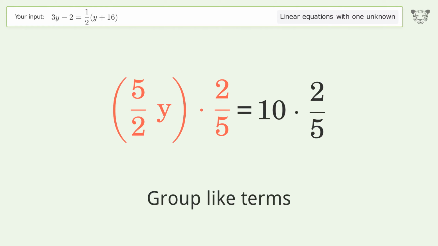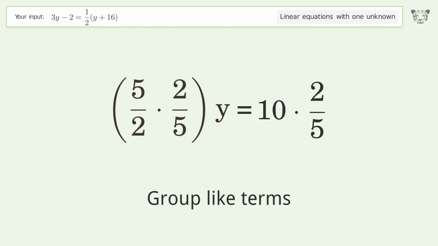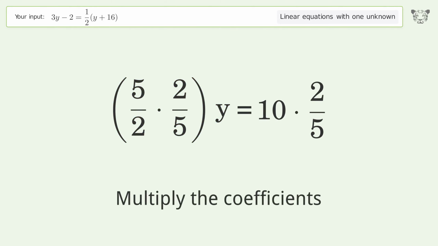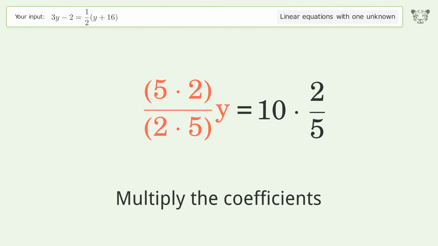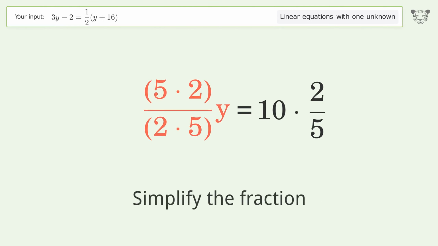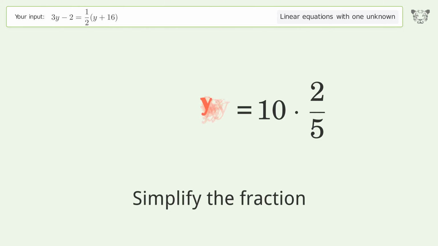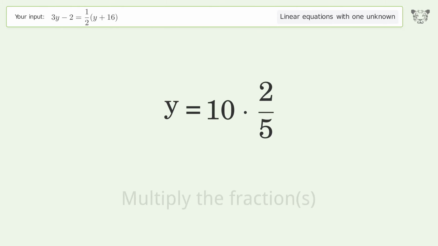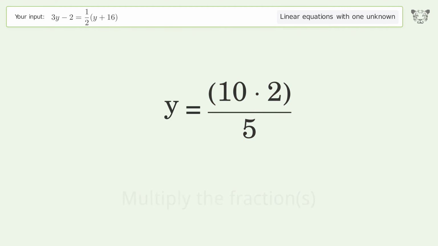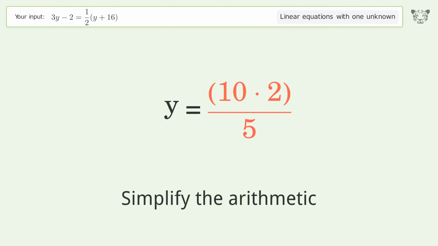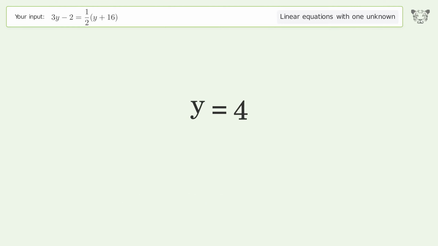Group like terms. Multiply the coefficients. Simplify the fraction. Multiply the fractions. Simplify the arithmetic. And so the final result is y equals 4.